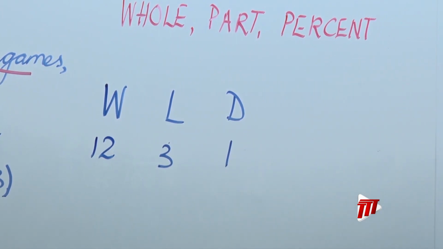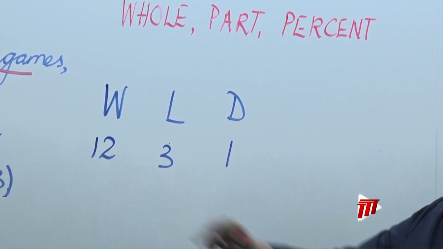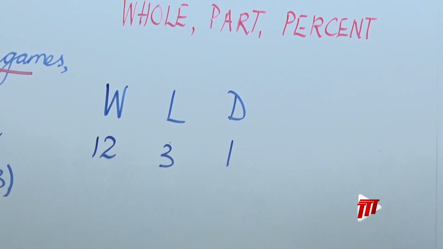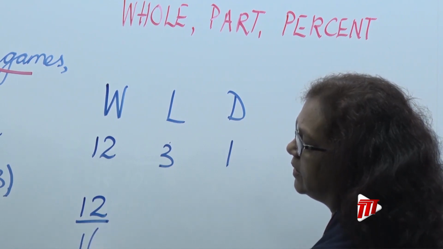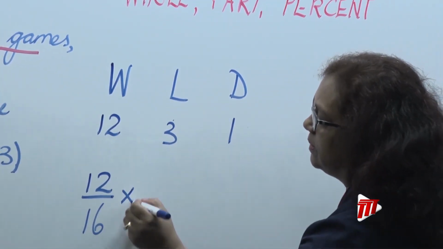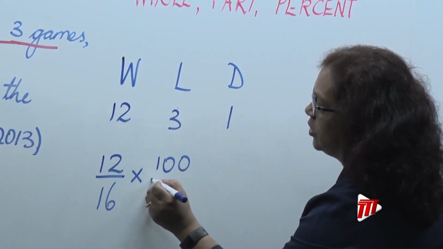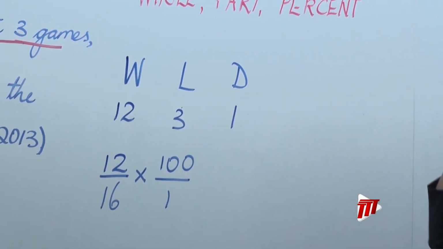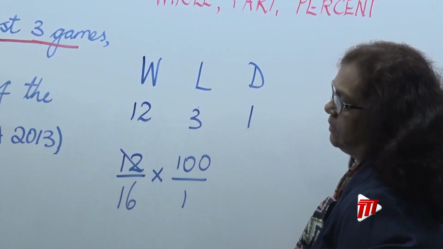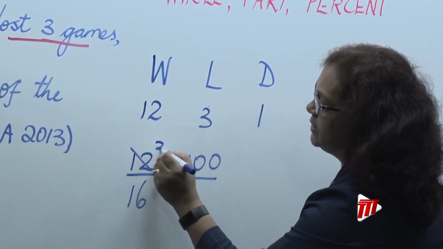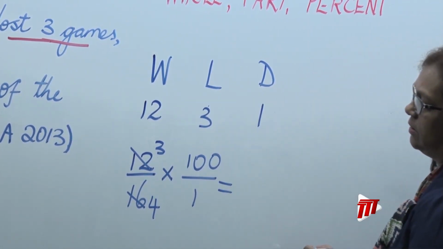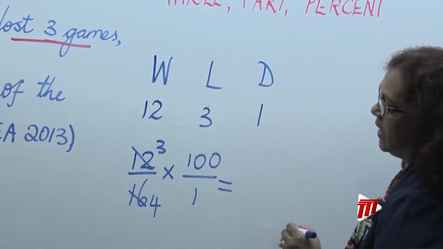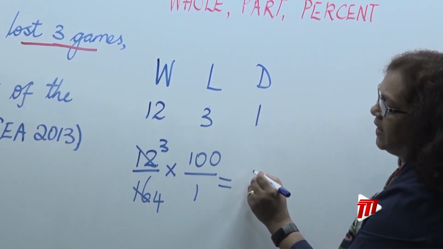Right, so what I'm asked to find is what percent of the total number of games did they win? So I need to express 12 as a percent of the whole, which is 16. So 12 over 16 multiplied by 100 over 1. And I'll work this. 4 can go into 12 3 times. 4 can go into 16 4 times. And again, 3/4 by 100 will give me 75%.